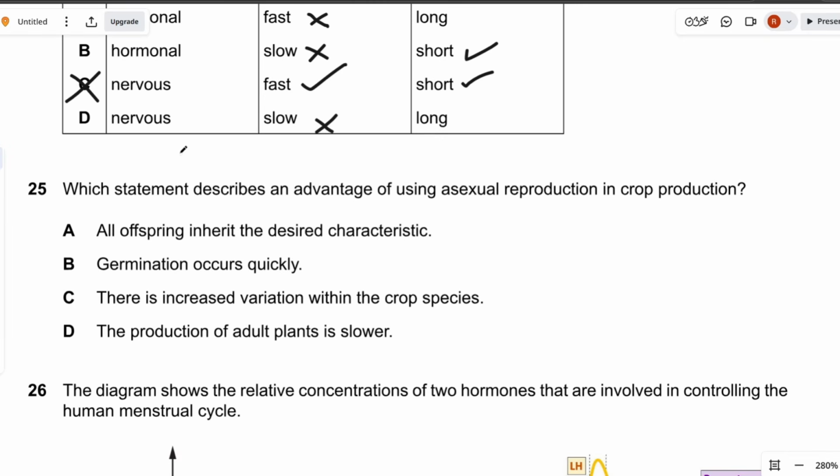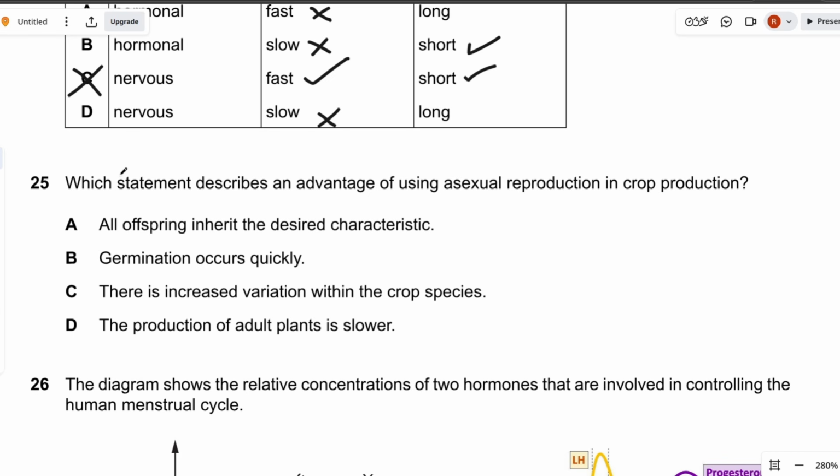Which statement describes an advantage of using asexual reproduction in crop products? All offspring inherit the desired characteristic. This is absolutely correct. If a plant has a desired characteristic, for example, height or something like this, the offspring will all inherit that characteristic because asexual reproduction produces genetically identical offspring. And because they're identical, they will all have those exact same features without any change.